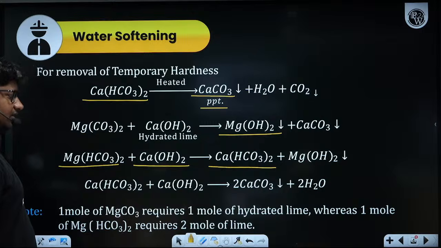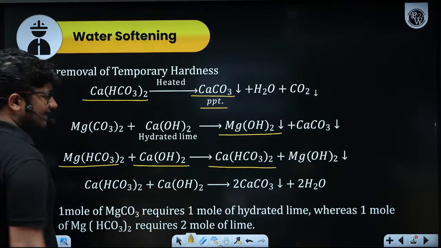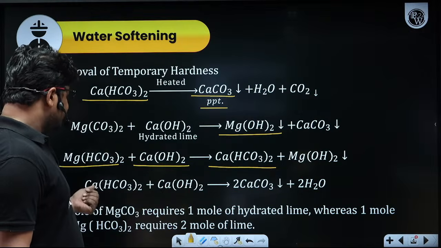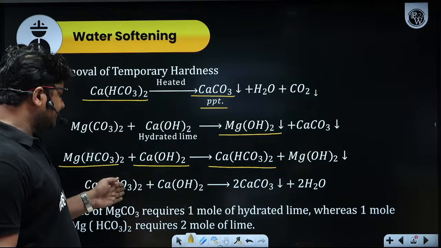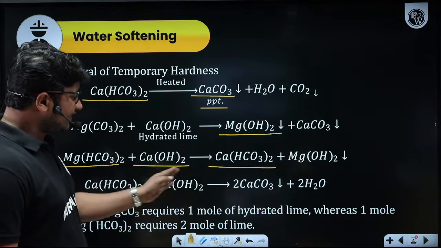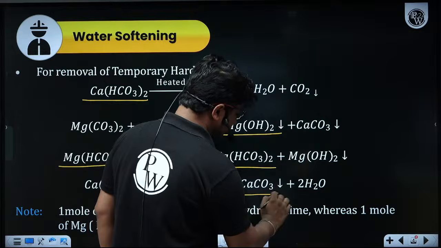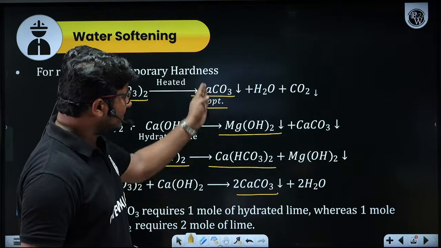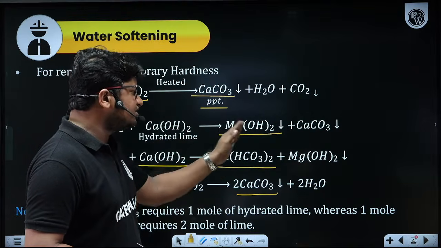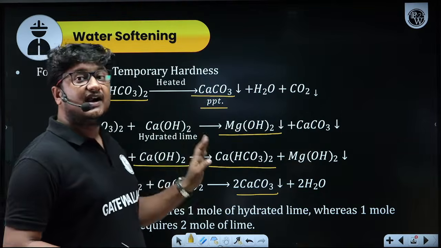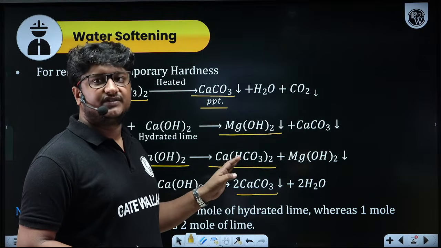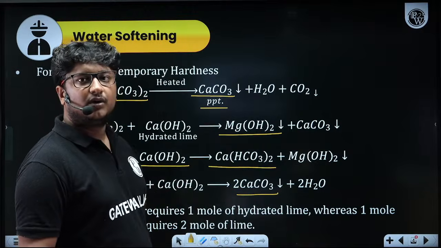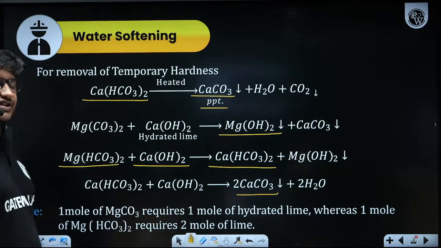So again you need to provide 1 mole of calcium hydroxide. This is what we call slaked lime, hydrated lime, Ca(OH)2. Calcium bicarbonate plus Ca(OH)2 will again react, and in that case it will form calcium carbonate. See, why in every reaction are we coming to either calcium carbonate or Mg(OH)2? Because these are present in the water in undissolved form, not in dissolved form. So in that case, they will be settled down by precipitation or sedimentation.